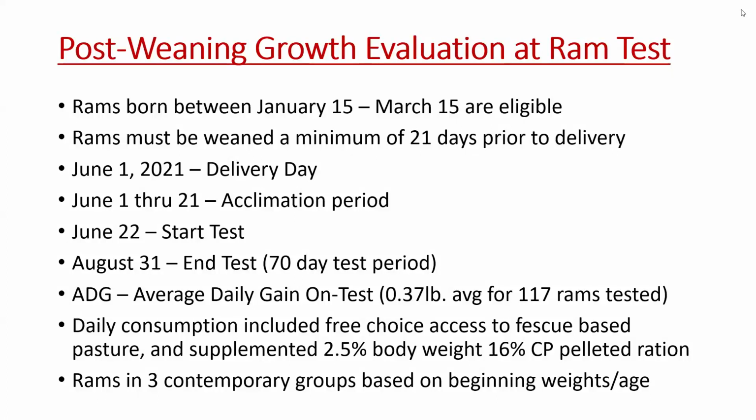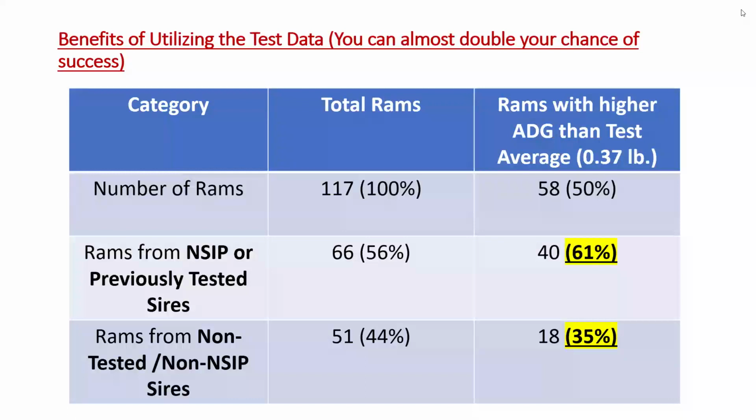Those rams are split into 3 contemporary groups, and it's based on weight and age. So when you're selecting rams, utilizing this test data, you're going to double your chance of success by using NSIP or some of these previously tested animals. So this is just a breakdown of how the test ran that year. I told you 0.37 pounds was the average daily gain.